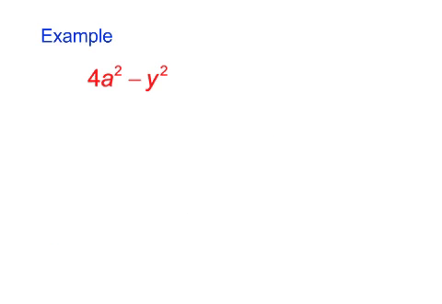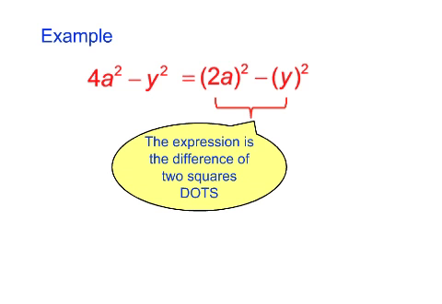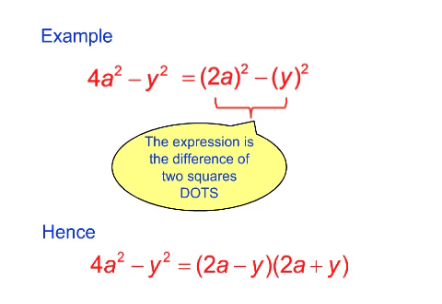Let's look at another one. 4a squared minus y squared. The first question, are each of the terms perfect squares? Well, they are. 4a squared is the same as 2a all squared, or 2a times 2a, and y squared is the same as y times y. So the expression is the difference of two squares, or DOTS. So we can use the rule, which says that 4a squared minus y squared is the same as 2a minus y, 2a plus y. The only difference is the sign in each bracket.